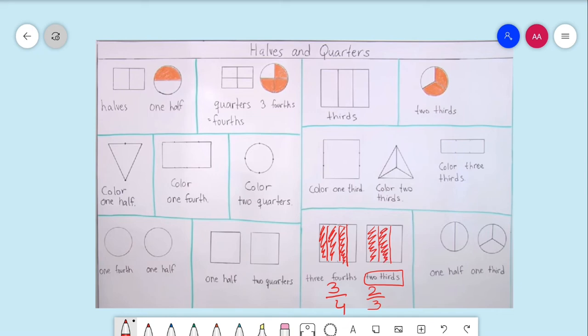The next one, you've been asked to do a half coloring. They have already divided the circle into half, so just color the half. The last one, you've been asked to do 1/3. So 1/3 means there are 3 in total, and you need to color 1 out of 3. So just color the 1, and this is 1/3.